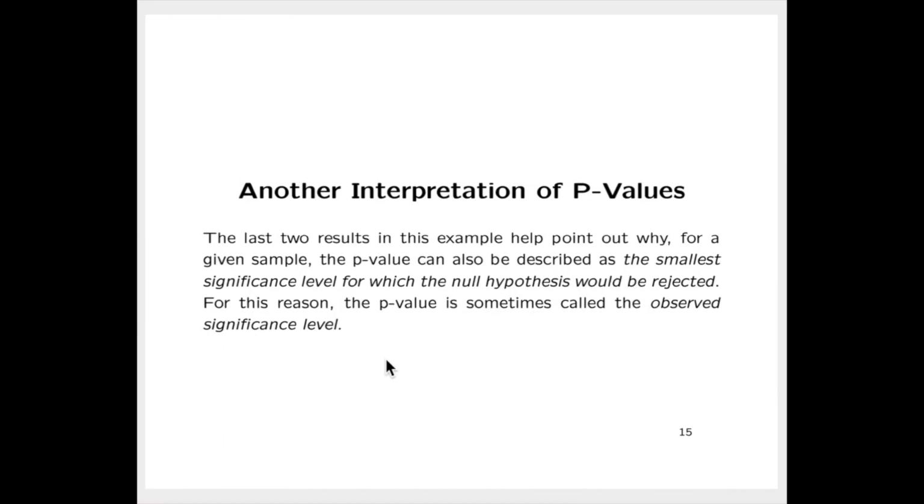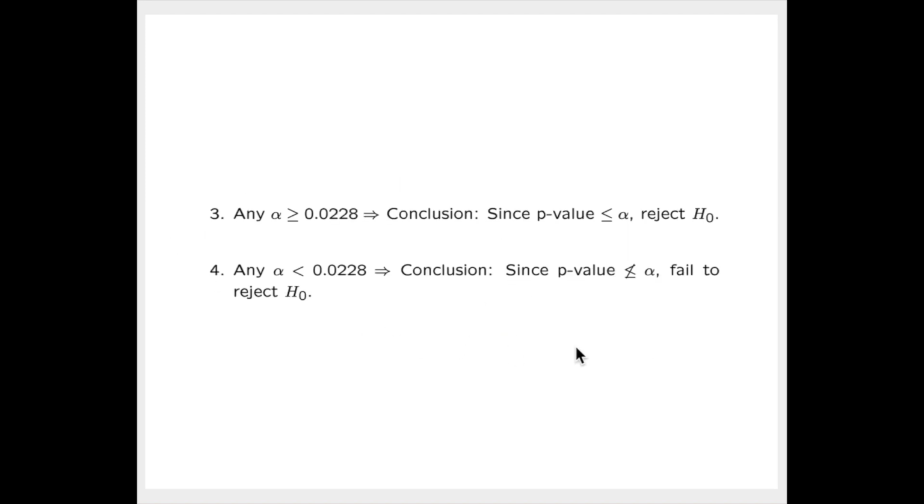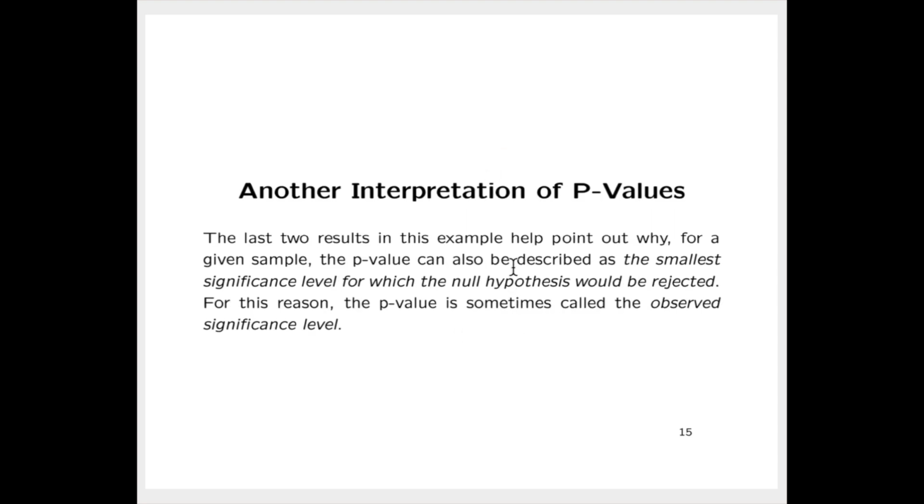So the last two results in that example help point out why, for a given sample, the p-value can also be described as the smallest significance level for which the null hypothesis would be rejected. Let me say that again. Let's go back to these two results here. The last two results in this example help point out why, for a given sample, the p-value can also be described as the smallest significance level for which the null hypothesis would be rejected. And it's because of this that the p-value is sometimes called the observed significance level.